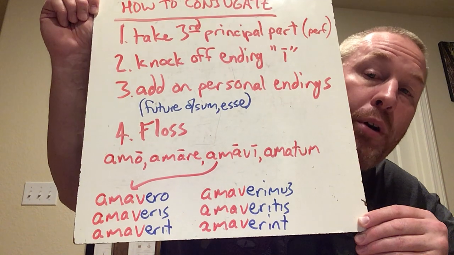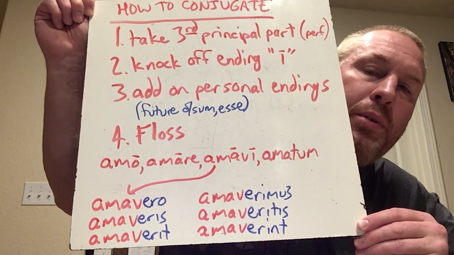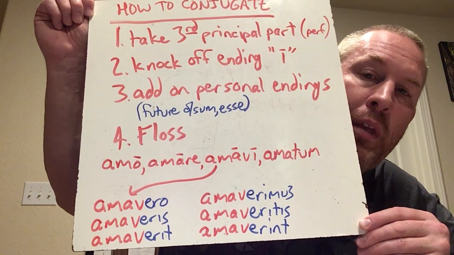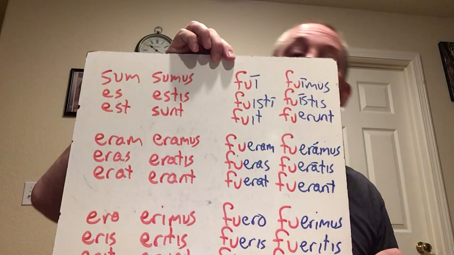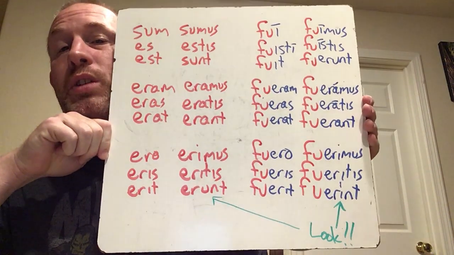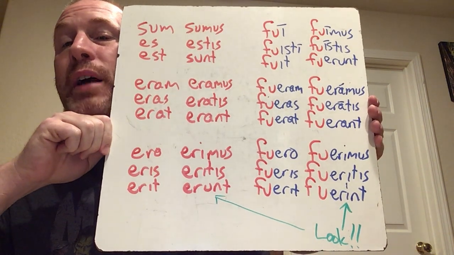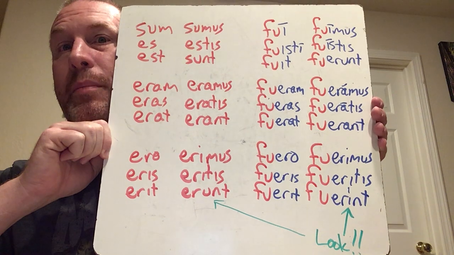You just take your perfect stem and add on the future of sum esse. So it's really important to remember your future of sum esse. And speaking of which, I want to show you a really cool pattern here, okay? So with the future perfect, let's back up a step and look at sum esse. Here it is in all of its splendid glory. Sum esse, sumus estis sunt. Eram eras erat, eramus eratis erant. Ero eris erit, erimus eritis erunt. And we're going to come back to that in a minute.